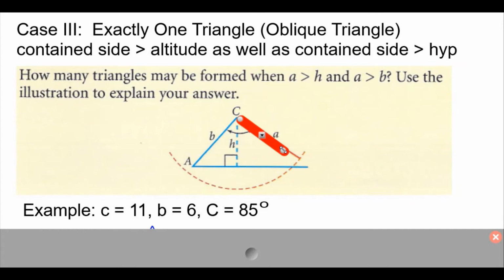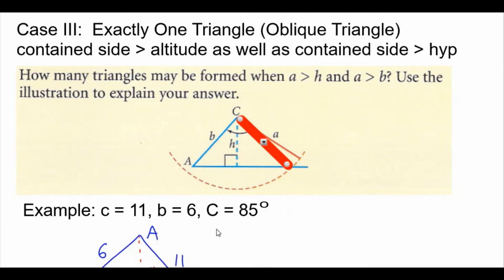And now we're going to look at what happens if the side is long enough that it swings and hits the ground, forming an oblique triangle with an altitude, like you're used to seeing with the law of sines or an area problem. Now this will happen when the contained side is bigger than the altitude, creating a triangle, but then the contained side is also greater than the hypotenuse of the interior triangle you use to find the altitude. Now, that may sound complicated, so let's look at an example of what I'm talking about.